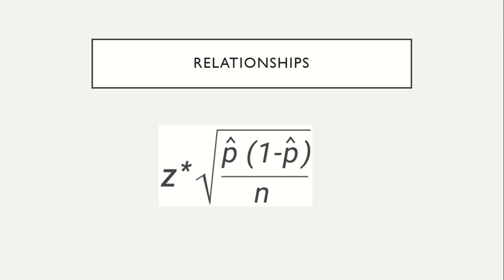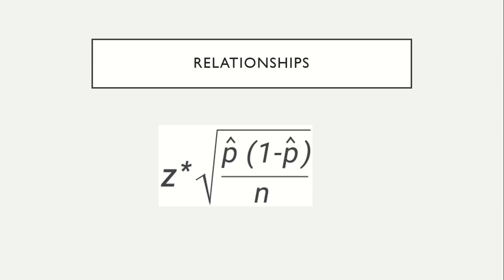I want us to look at the relationships, because you might be asked something similar to the homework where something is happening with your confidence level and we want to know how it affects the margin of error or how it affects the interval in regard to wider or narrower or anything of that sort. So let's walk through it.